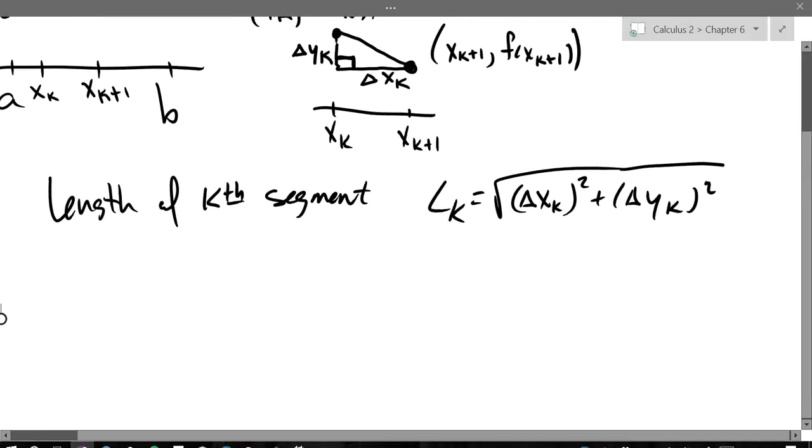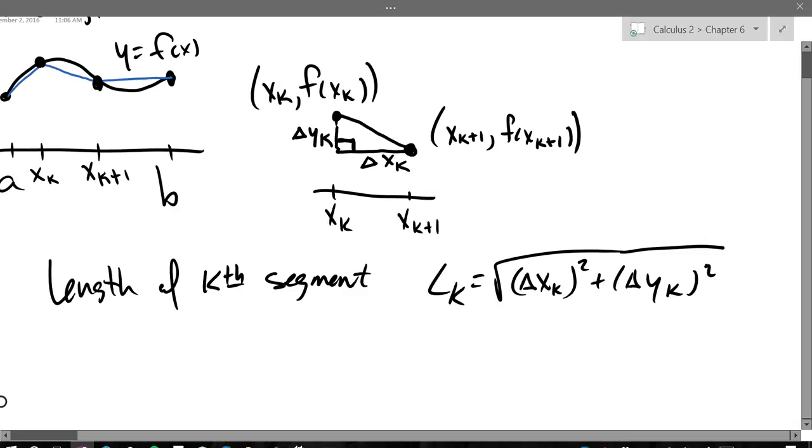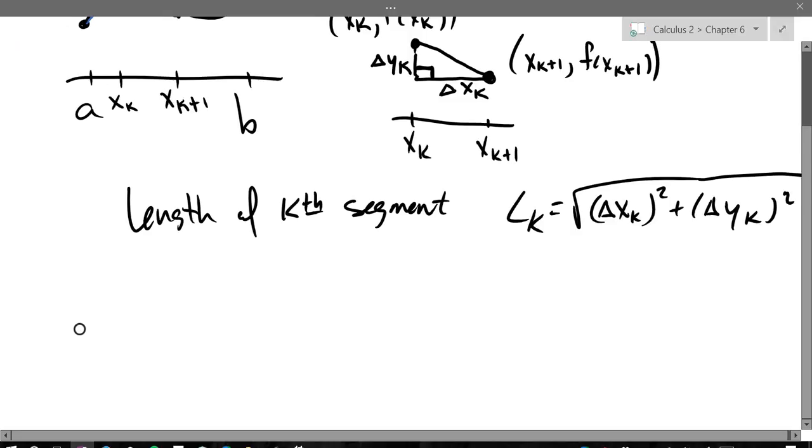That should make sense from the Pythagorean theorem. And now we're just going to write in what these actual values are. So for yk, we're going to use calculus here. So let's do a little work first.